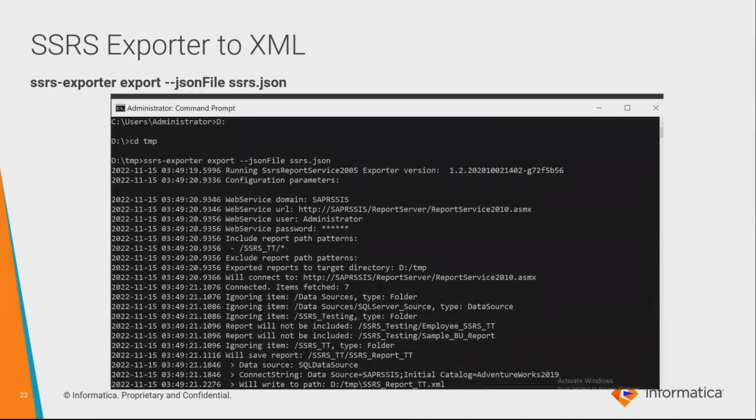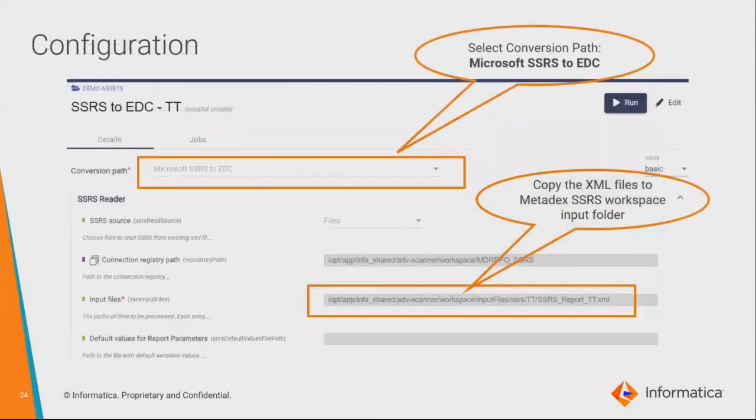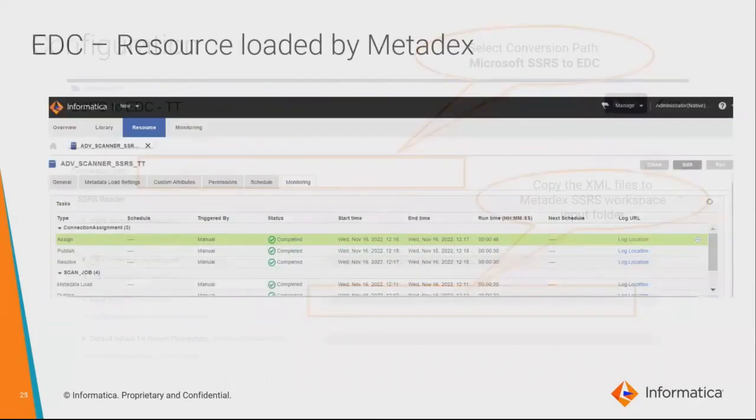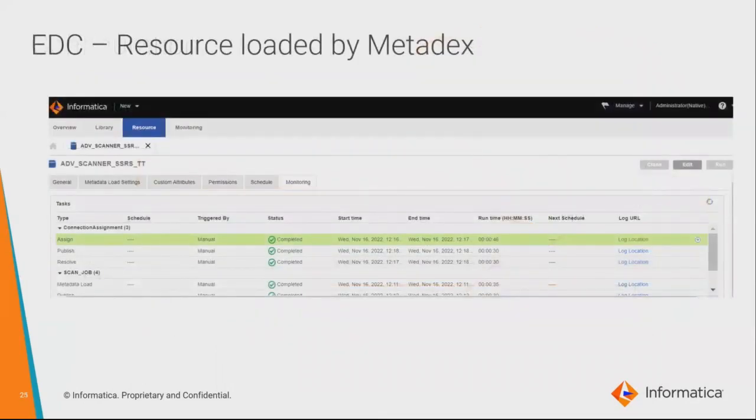Here's an example of the exporter utility supplied with the JSON as a parameter, and the output can be seen as an XML file. Here's a sample configuration. The SSRS source is set to files and the input files is an XML. Here's a monitoring window of the SSRS resource post execution of the job in Metadex. The connection assignment and the metadata scans can be seen successful.